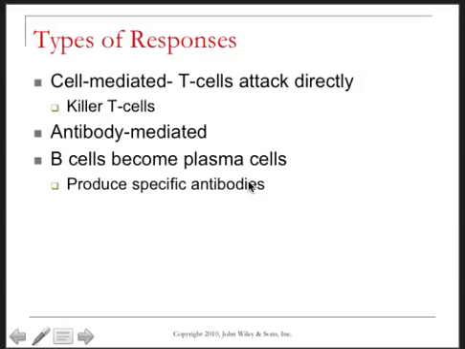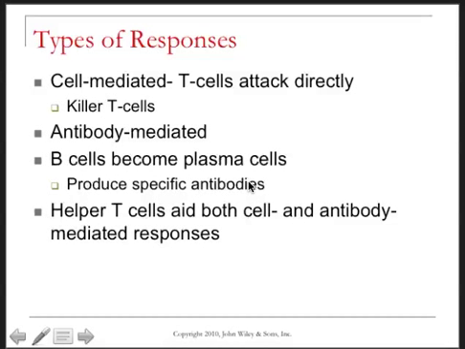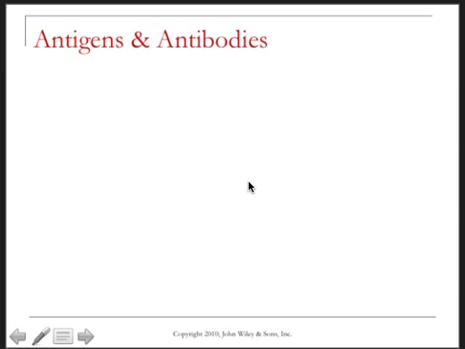And so we're cranking out these antibodies that then move through the body's fluids, through the plasma and through the tissue fluid, and eventually they are going to encounter the pathogen in question, bind to it, tag it for destruction, and take it out. Helper T cells aid both the cell and antibody-mediated responses by producing chemicals that make the B and T cells designed to attack that pathogen multiply more aggressively.